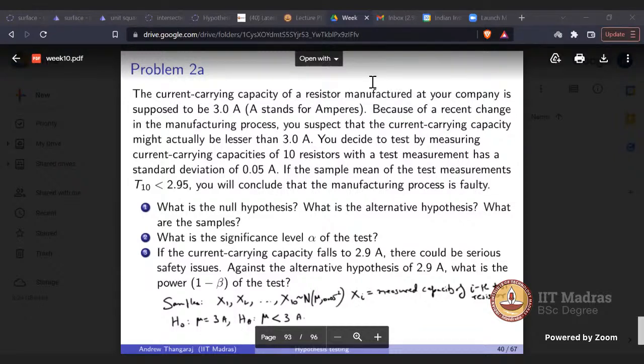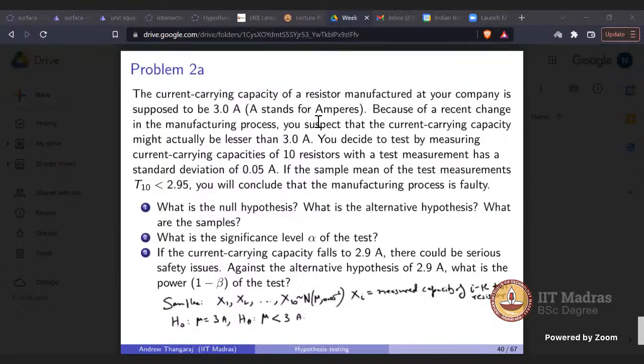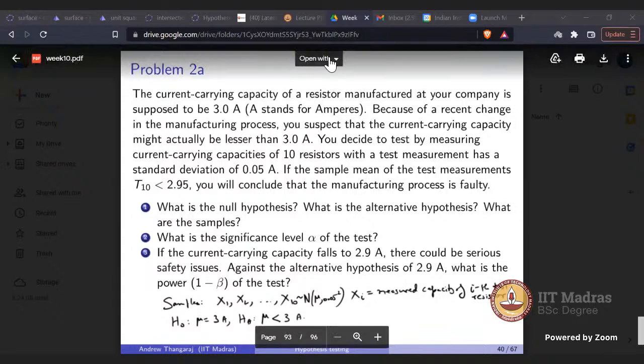Priyadarshi has asked if I can revise hypothesis testing. Can you tell me just what part you are not comfortable with? I have already done it two times in the session. So if you have any doubt in the problems, we can discuss that. Can you tell me some problem that we can discuss?